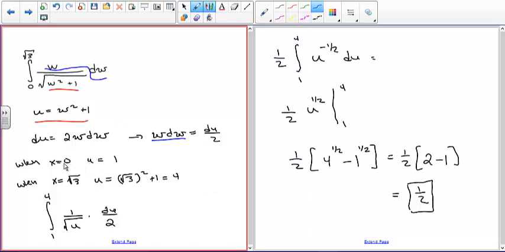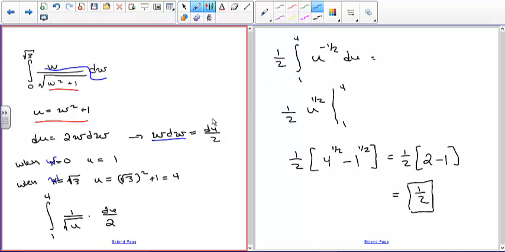My x limits were from 0 to the square root of 3, but u is w squared plus 1, so actually that's w, sorry. So you get 0 squared plus 1 is 1, and if you take the square root of 3, square root of 3 squared is 3, plus 1 is 4. So you make this substitution du over 2, this substitution u, and change the limits from 1 to 4.